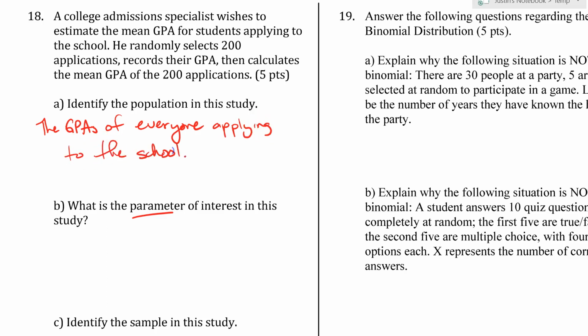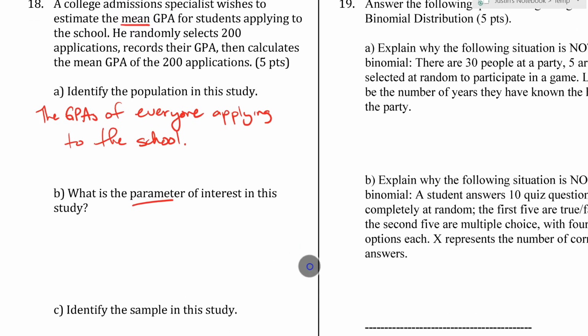Well, the GPAs, they are quantitative. So what we're interested in is actually their mean GPA. So when we're talking about a parameter, it's the measurement of those GPAs of everyone applying to the school. So this would be the mean GPA of everyone applying to the school.